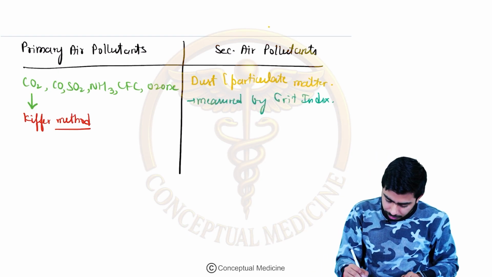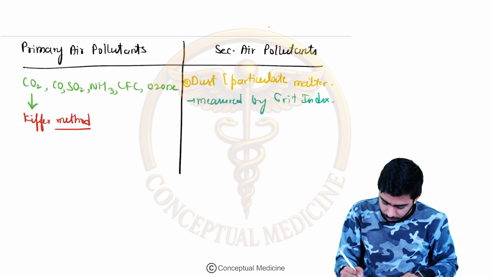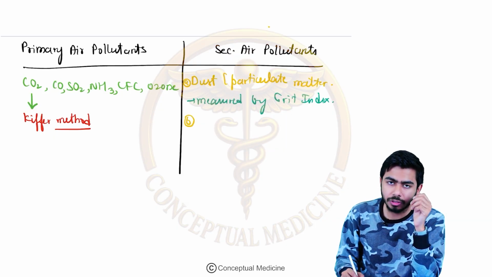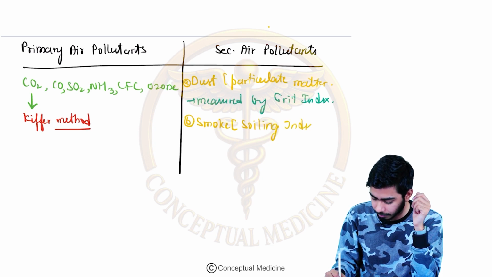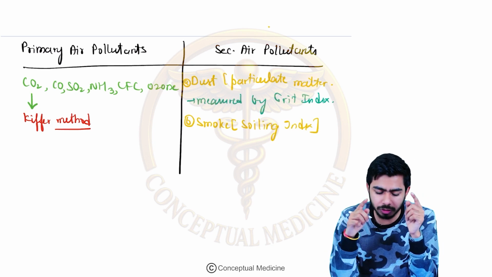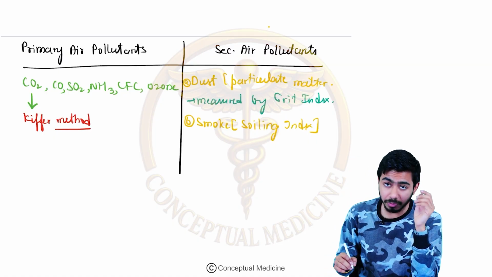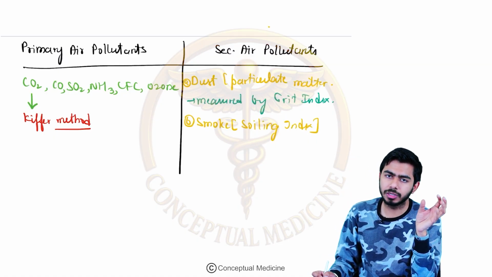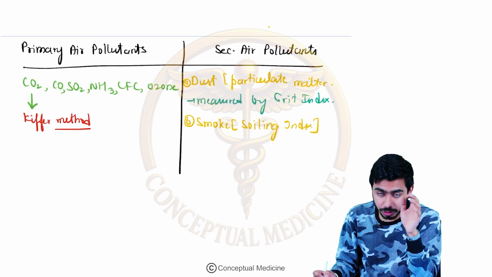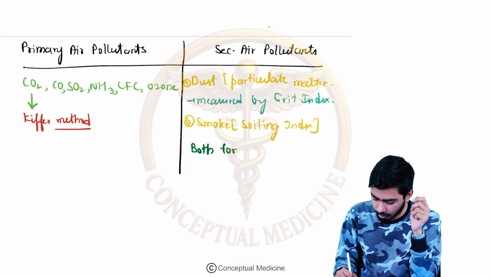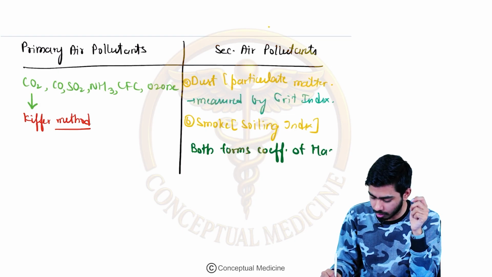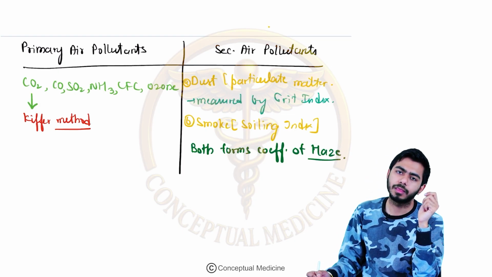One more thing over here, we know that there is dust. Other than the dust we are having the smoke, and for the smoke we are having the soiling index, as I told you earlier as well, in the indicator sections, right? So smoke is actually the soiling index over here, and if we combine both of them, both will be considered under the coefficient of haze, right?